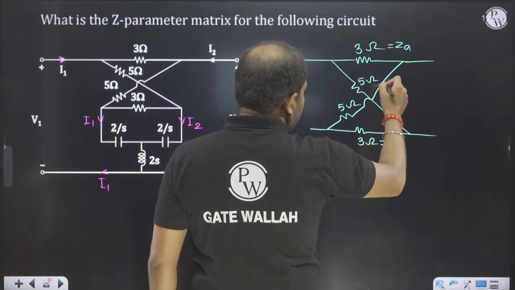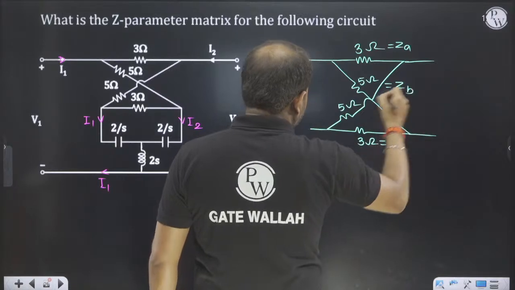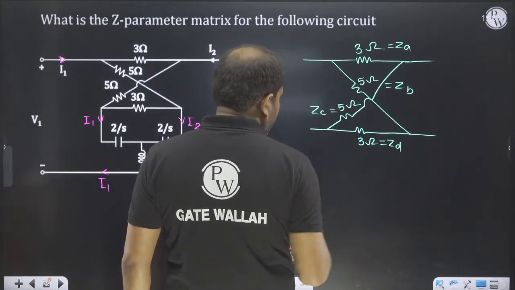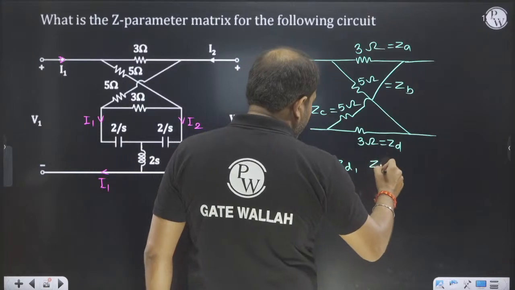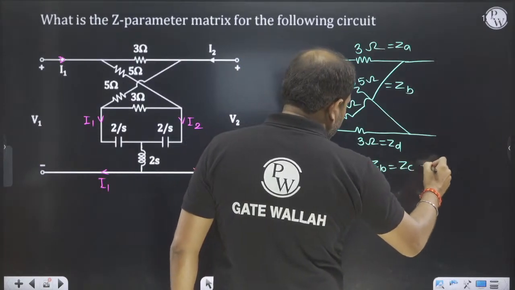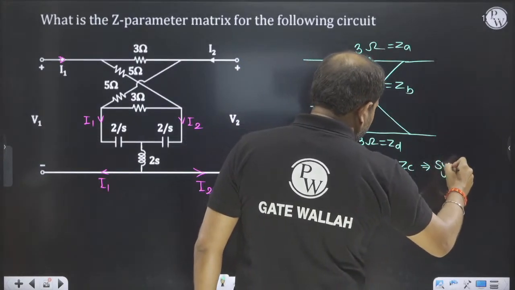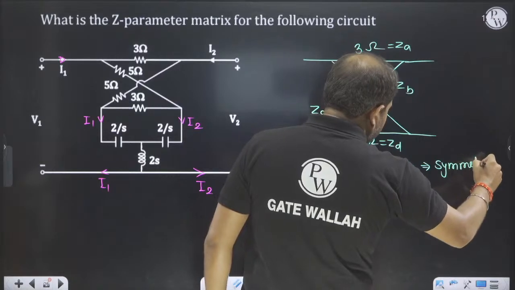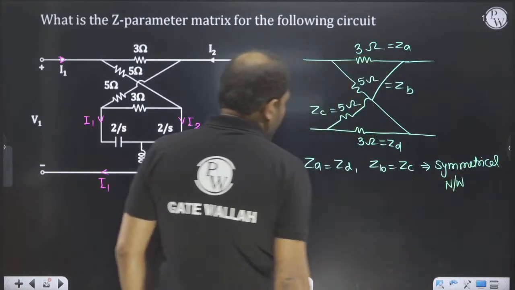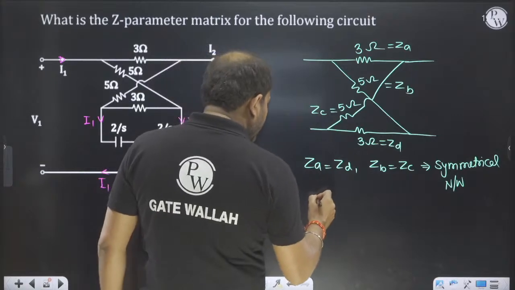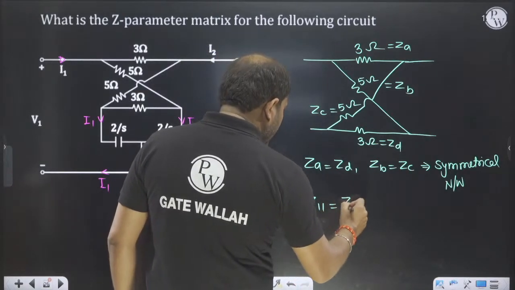This one is ZB, and this one is ZC. So here ZA is equal to ZD, and ZB is equal to ZC. So they are a symmetrical network.